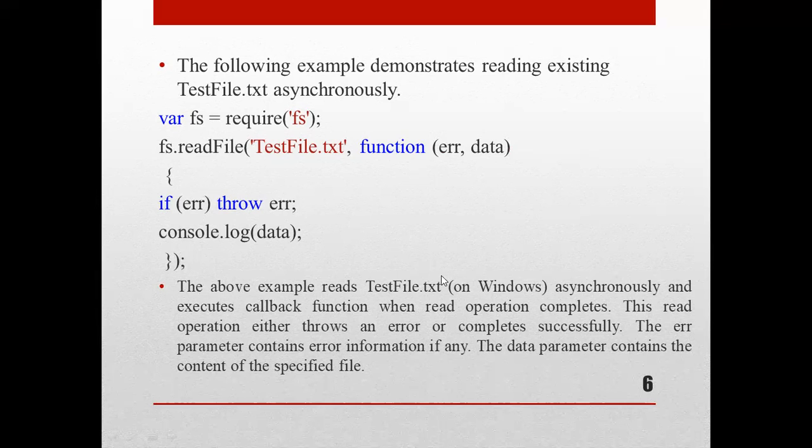Here you can see this example. It reads the test file.txt file asynchronously and executes the callback function. When the read operation completes, it either throws an error or completes successfully. The error parameter contains the error information if there is any error. The data parameter contains the content of the specified file. This is how we can read a file using the readFile method from the fs module.